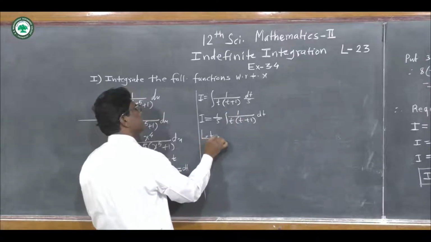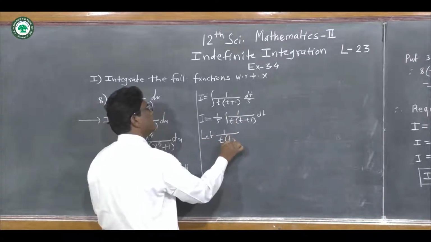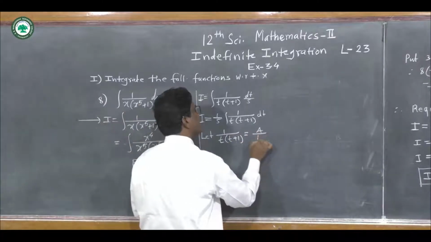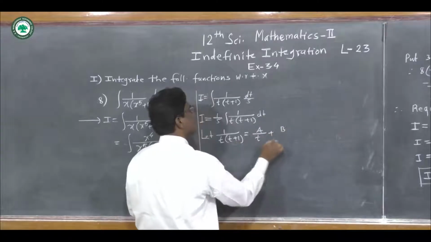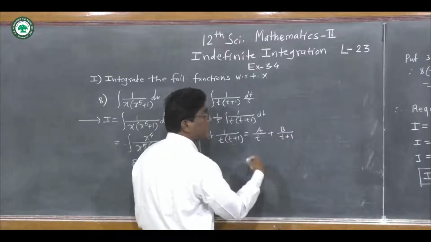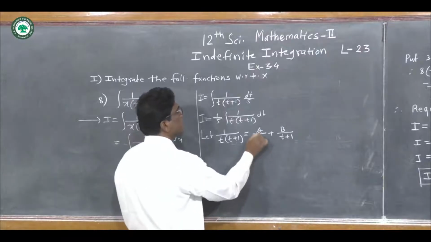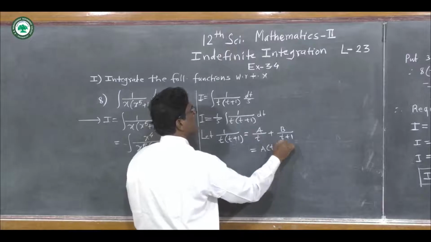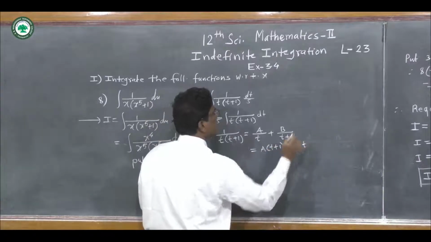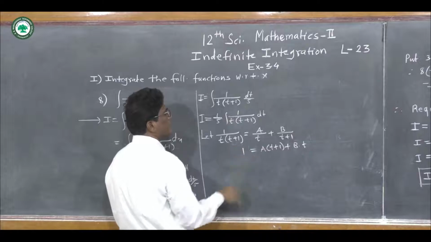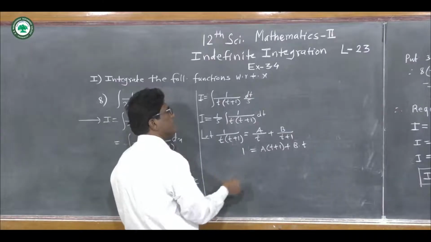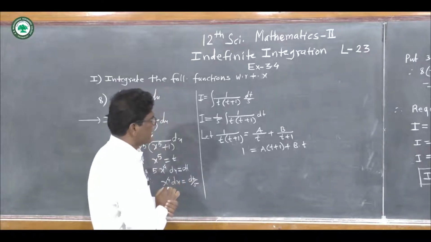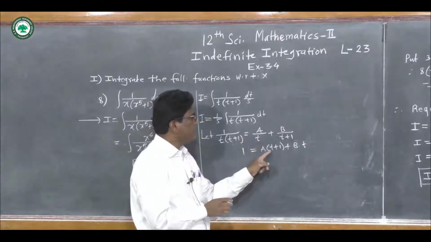Let 1 upon t into t plus 1 be equal to a upon first factor, a upon t, plus b upon second factor, that is t plus 1. Now take the addition of the right hand side, that is a into t plus 1 plus b into t, and this is equal to 1. We cancel the denominators, t into t plus 1, here also t into t plus 1. We cancel both the denominators. And now we want to find the values of a and b.